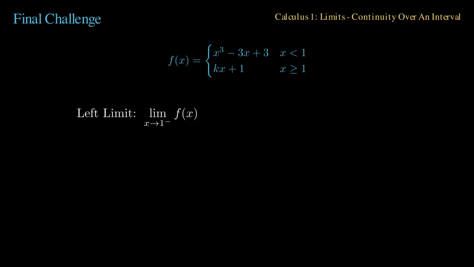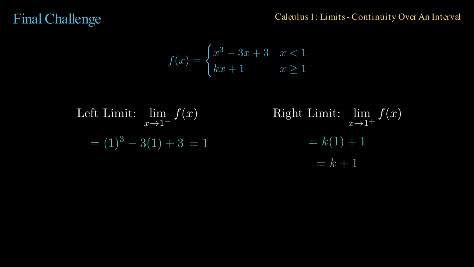First, we evaluate the left limit at x equals 1. We find this limit equals 1 cubed minus 3 times 1 plus 3. Thus, it simplifies to 1. Now, evaluate the right limit at x equals 1. The function value at x equals 1 is k times 1 plus 1.